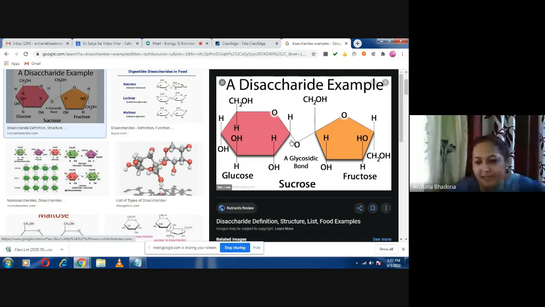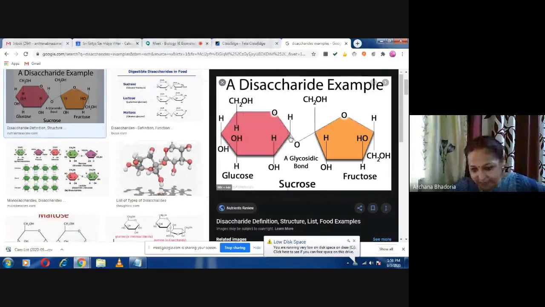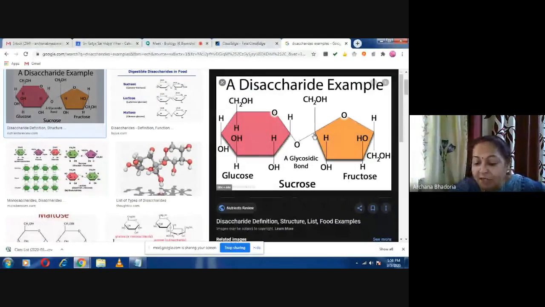Now try to understand between which two carbon atoms the bond is formed. So the bond is formed between the first and the fourth carbon atoms, and by the release of one water molecule. So disaccharides are the form of carbohydrates which are made up of two monosaccharides, two same or different monosaccharides.